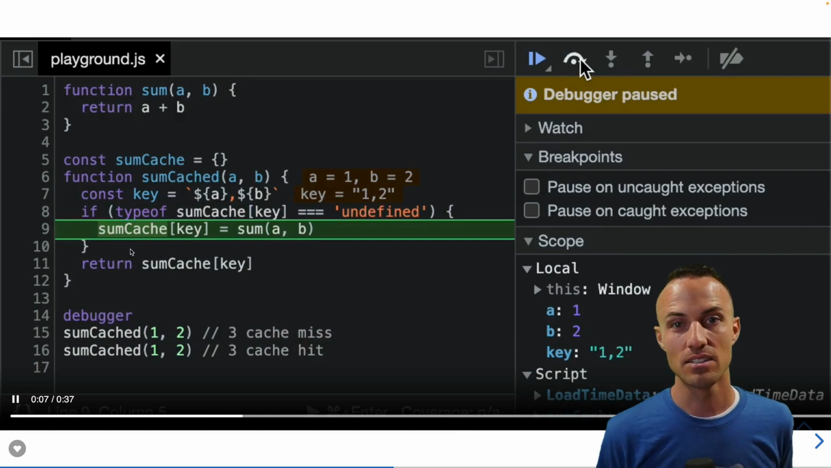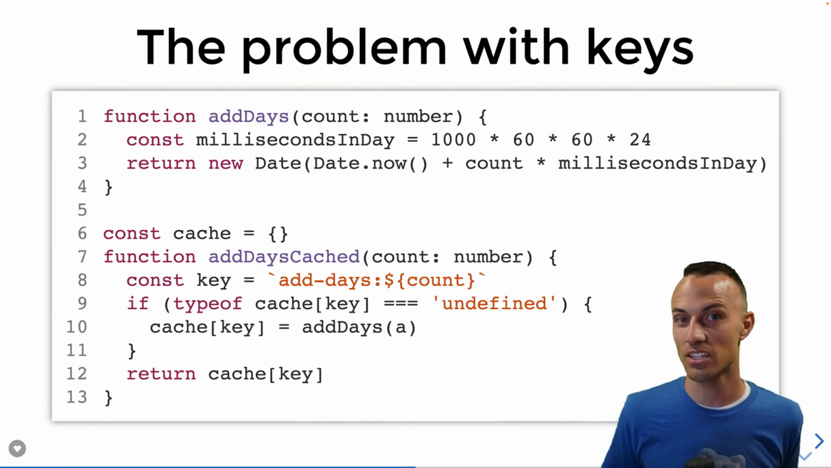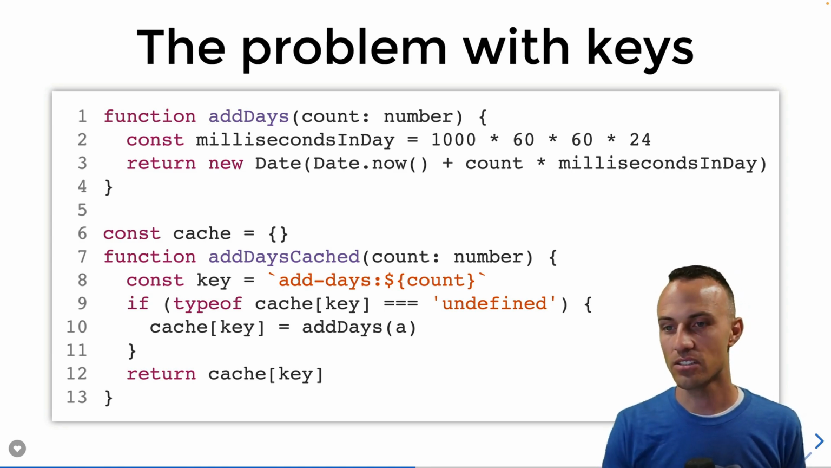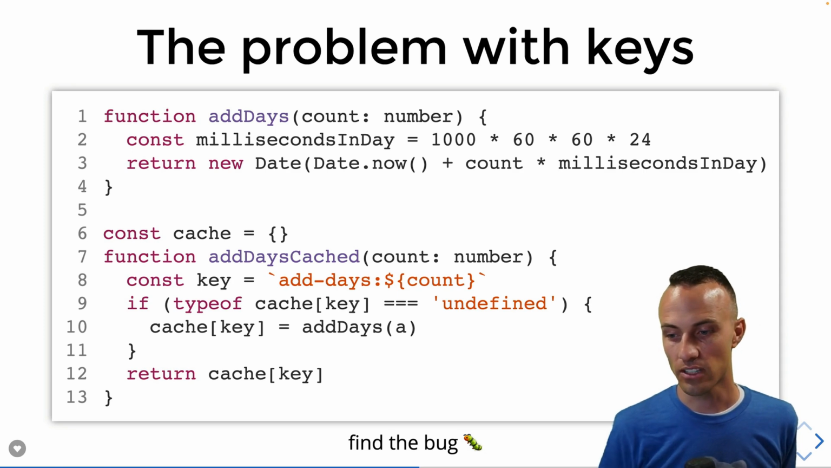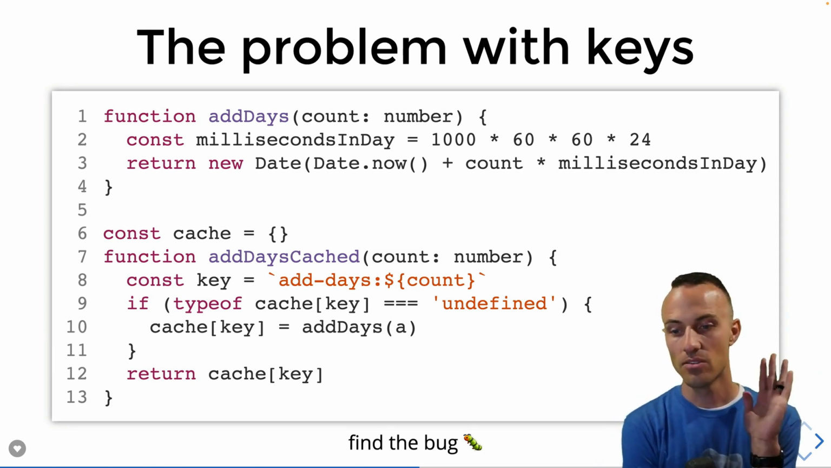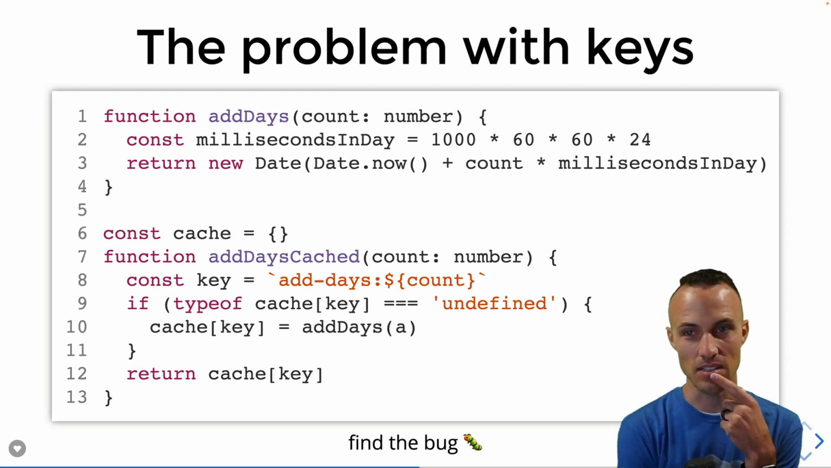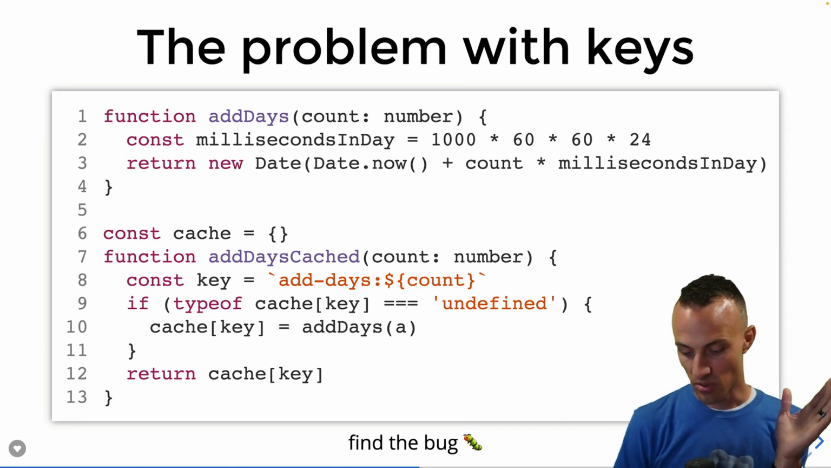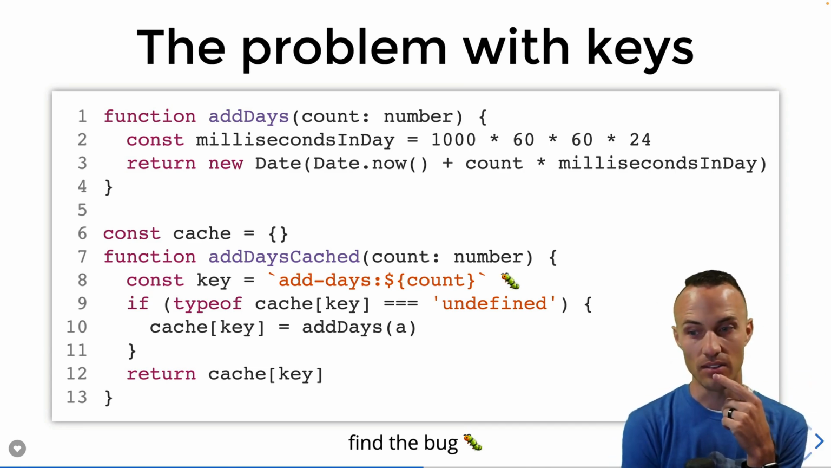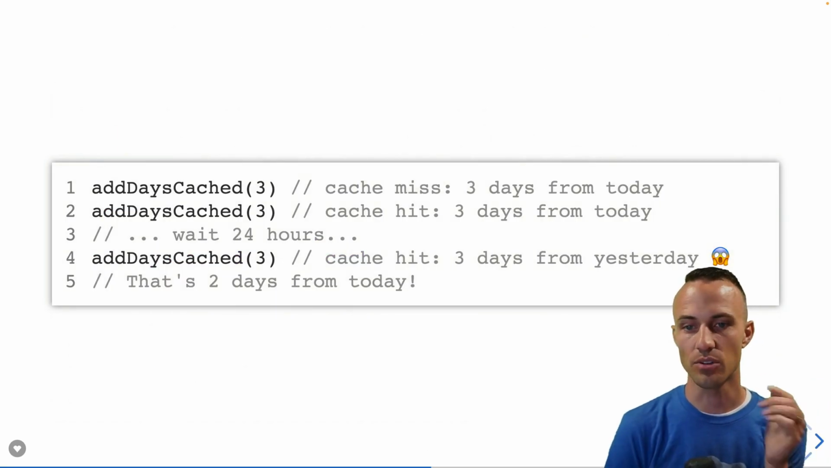So that is cache keys, but there's a pretty significant challenge with cache keys. And that challenge is visible right here. So I want you to play a little game with me. Actually, I want you to pause the video, find the bug. There's a bug in here that is really bad. And yeah, go ahead and take a second, find the bug. Did you find it? Okay, so the bug is right here in our key. Our key is incomplete.